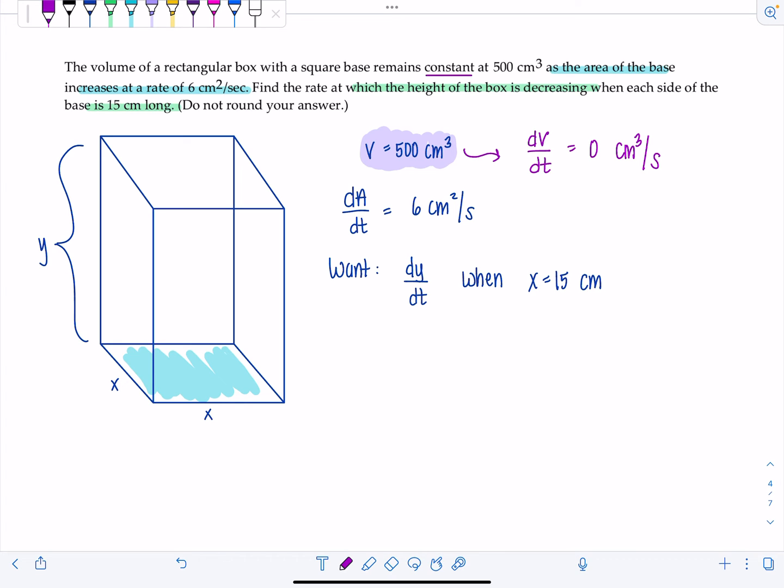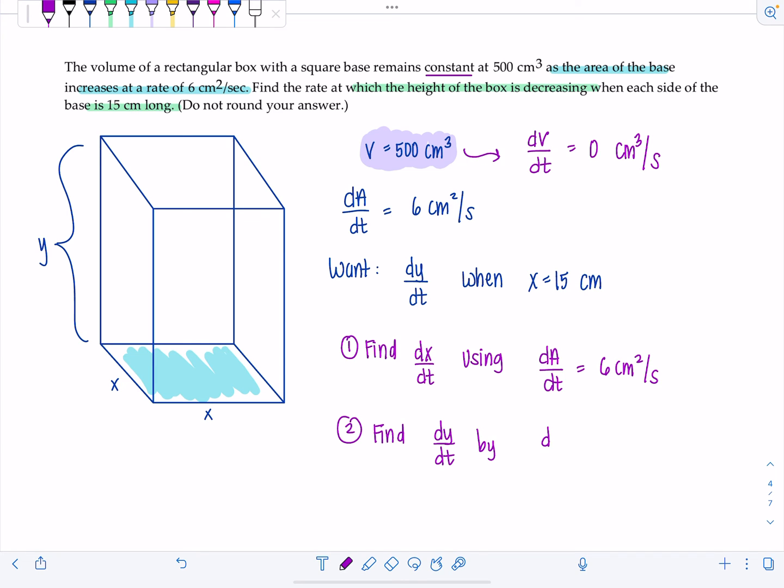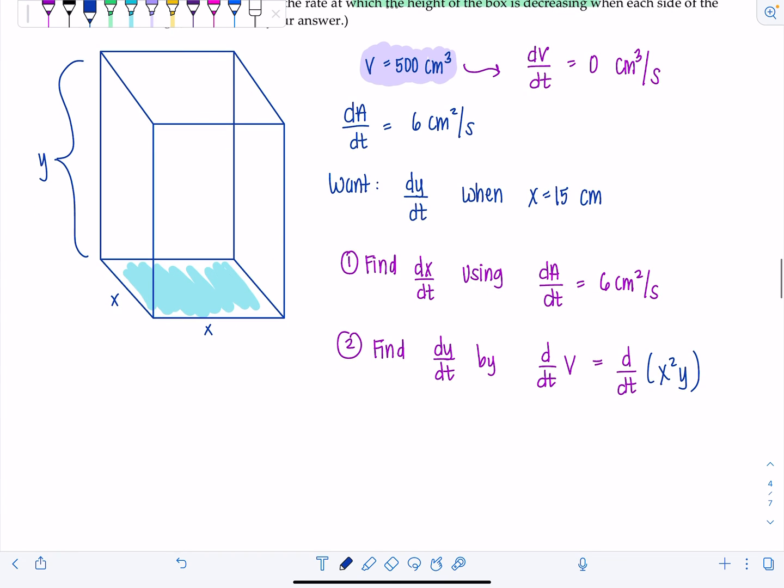Okay, so again, plan of attack: we're going to find dx/dt using the fact that dA/dt is 6 centimeters squared per second. And then step 2, I'll find dy/dt by differentiating the volume. And the volume, let's think here, is length times width times height, so it would be x times x times y, or x squared y. We'll do that at the very end. Okay? So step 1, let's find dx/dt using the fact that dA/dt is 6.